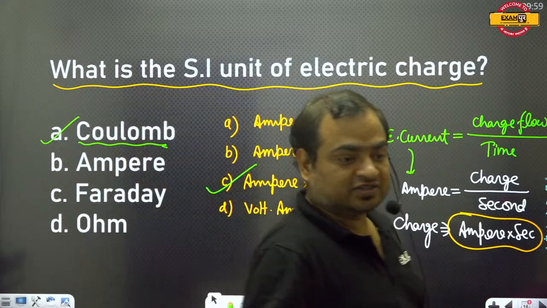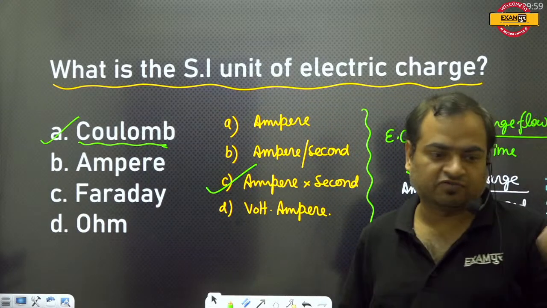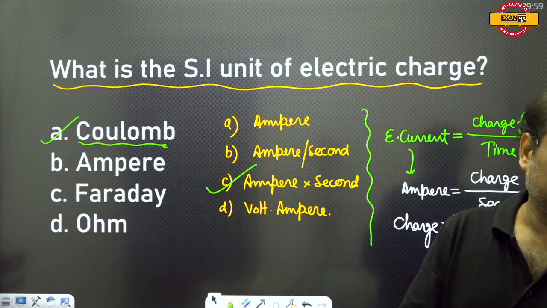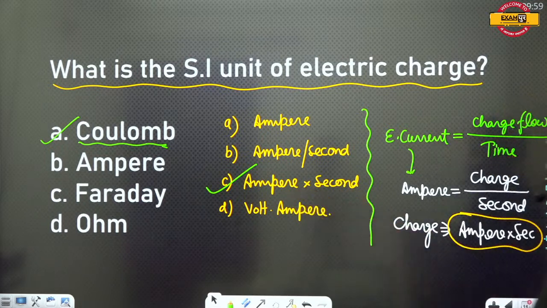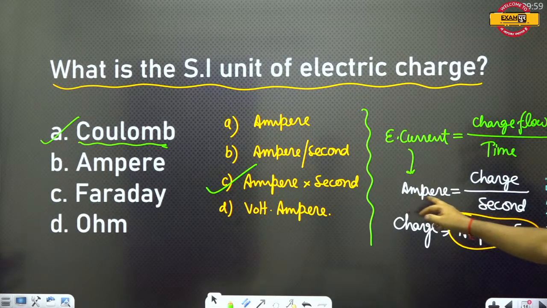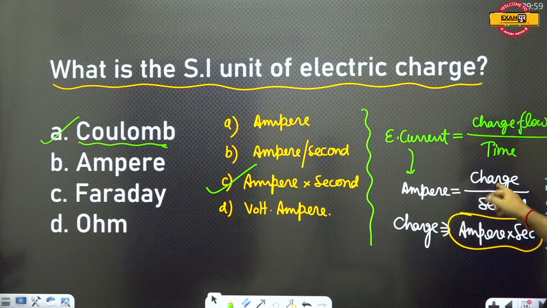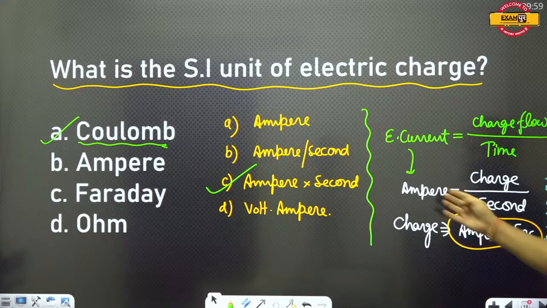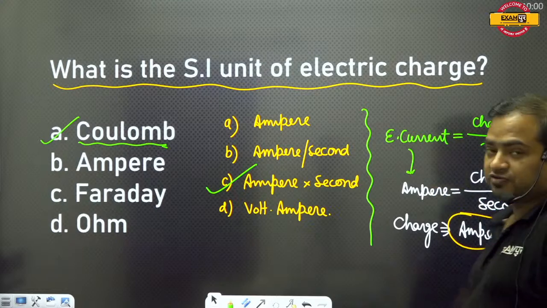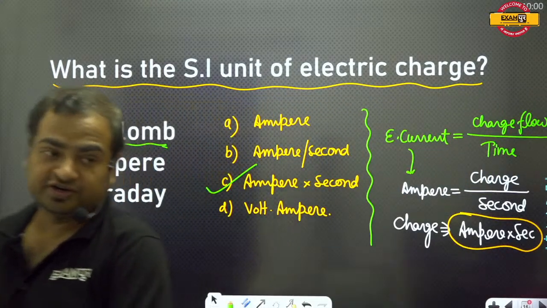So ampere into second, this is equivalent to, no Monica, volt ampere is not the correct answer. Ampere into second is the correct answer. Charge will be equal to ampere into second. Electric current is equal to charge upon time. That's why the unit of electric current will be ampere, and the unit of charge has to be found out, so we will write it as charge, and the unit of time will be written as second. Now you can just multiply them. So ampere into second will be equal to the unit of charge. I think that you have got it.